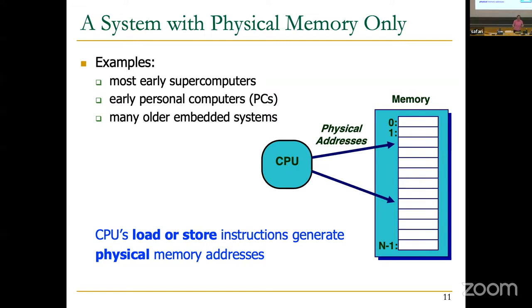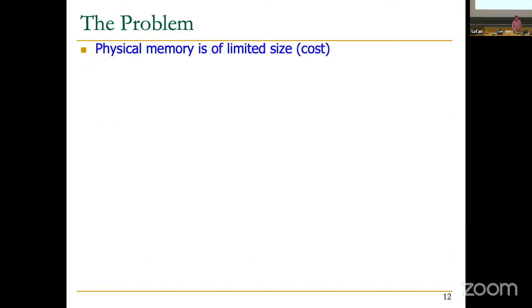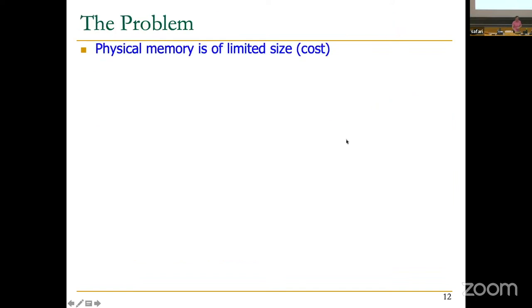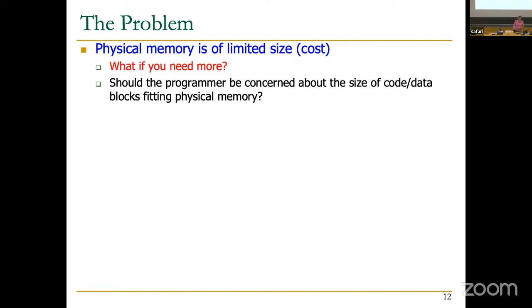But today, most programmers do not directly manipulate physical addresses. Okay, so basically, in a system that looks like this, let's assume that this is the baseline, physical memory is of limited size because of cost reasons. We've seen that. Right? What if you need more? Should the programmer be concerned about the size of the code and data blocks fitting physical memory?